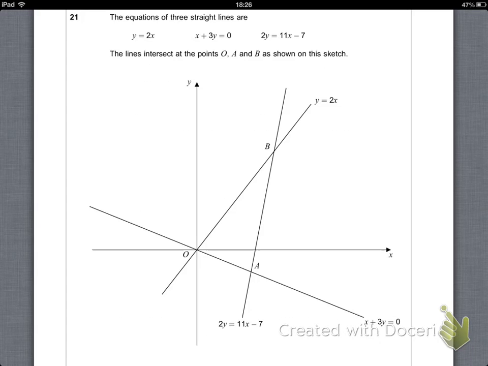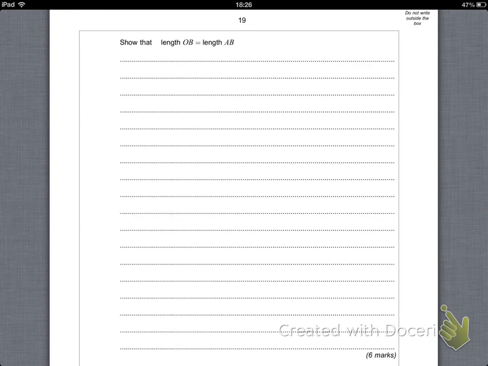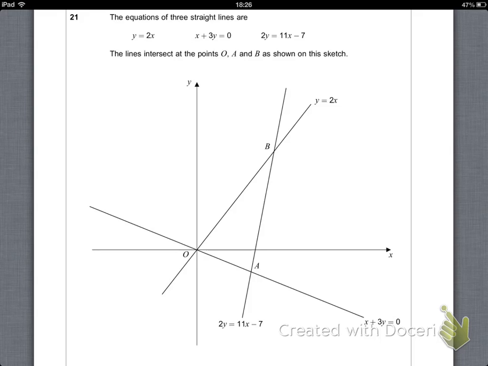Right, for this question you've got three graphs that look like that, and the question is, show that length OB is equal to length AB. So if you find where OB is here and AB is here, what you need to do is show that these are the same length. So what we need to do is find the distance between the points.